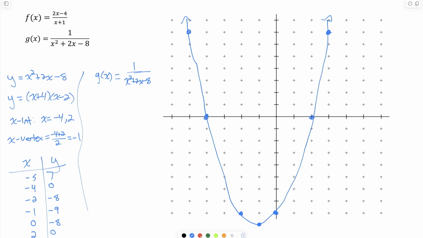And now let me graph the reciprocal of this quadratic. Well, a reciprocal quadratic, I know it's going to have a horizontal asymptote at y equals 0. And it's going to have a vertical asymptote at any places that make the denominator 0. So what makes the quadratic be 0? Well, we solved for that over here, negative 4 and 2. So it's going to have vertical asymptotes at x equals negative 4 and at x equals 2.